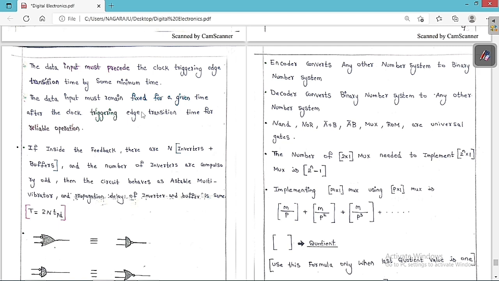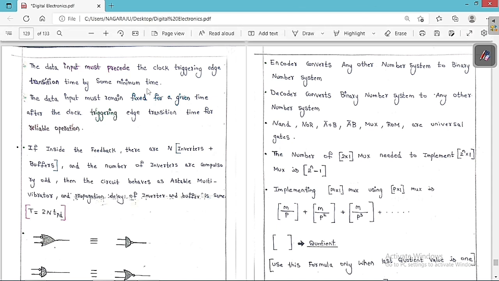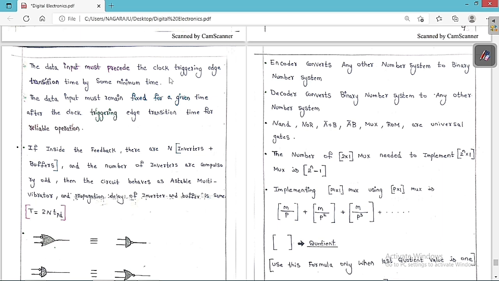So the data input must precede the clock triggering its transition time by some minimum time. This is called setup time. Similarly, the data input must remain fixed for a given time after the clock triggering its transition time for reliable operation. These things I have already told you in our class. So setup time means the input should come before the clock triggering occurs, for a small amount of time. And hold time means the input should be kept even after the clock triggering has appeared, for a small amount of time. That is called the hold time.